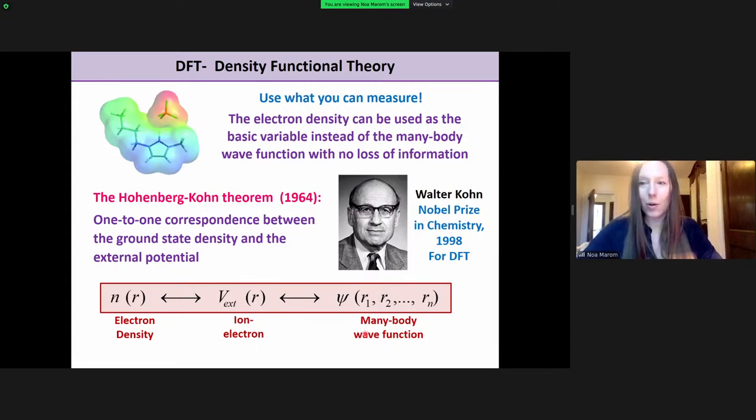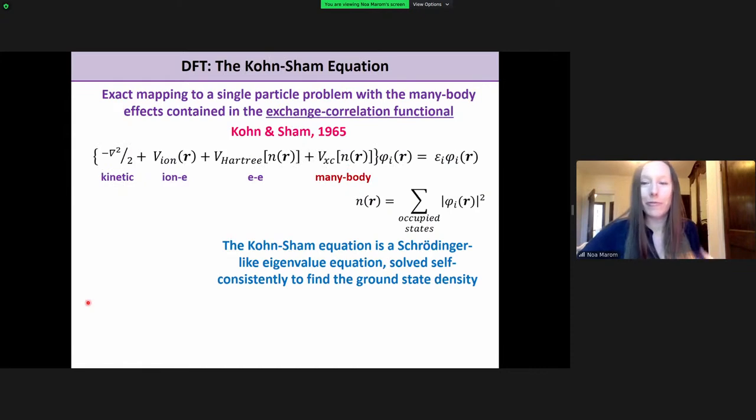And the reason why this is so good is that the many-body wave function is a bit of a monstrosity. It's a function of 3N spatial coordinates, where N is the number of electrons, which can be very, very large, even in a small system. Whereas the electron density is a function of 3 spatial coordinates. So you can go from 3N variables to 3 variables with no loss of information.